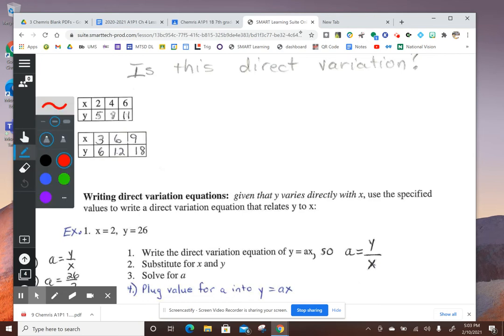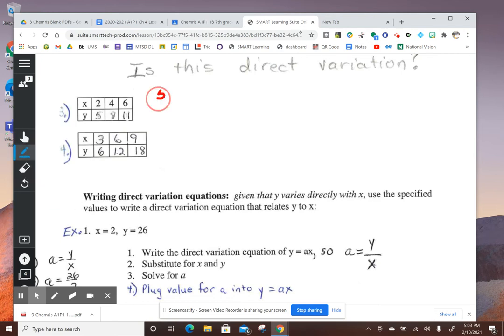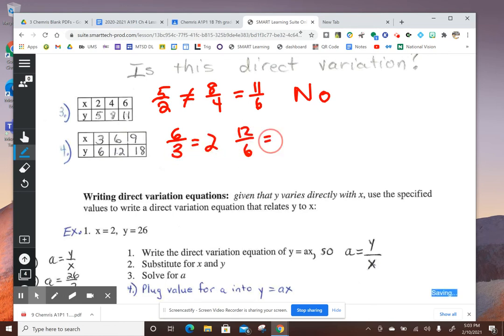So for number 3, if I put 5 over 2, it does not equal 8 over 4, which does not equal 11 over 6. So this is no. For this one, if I put 6 over 3, I get 2. 12 over 6, I get 2. And 18 over 9, I get 2. So this is, yes, it's direct variation, and the constant of variation is 2.